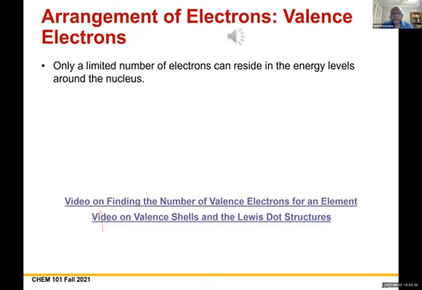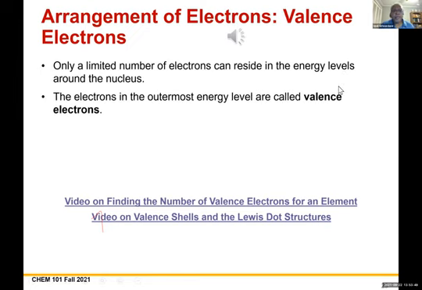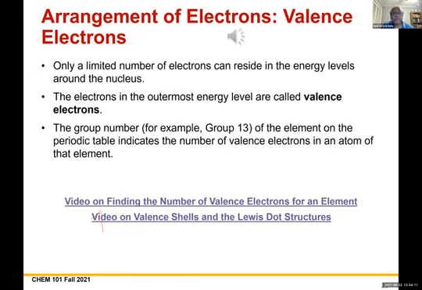I think we discussed it before. Atoms have shells. They can only accommodate a certain number of electrons in each energy level. The electrons in the outermost shell are called valence electrons. They are important in chemical bonding. Mostly the outer shell electrons are the ones that do the chemistry.